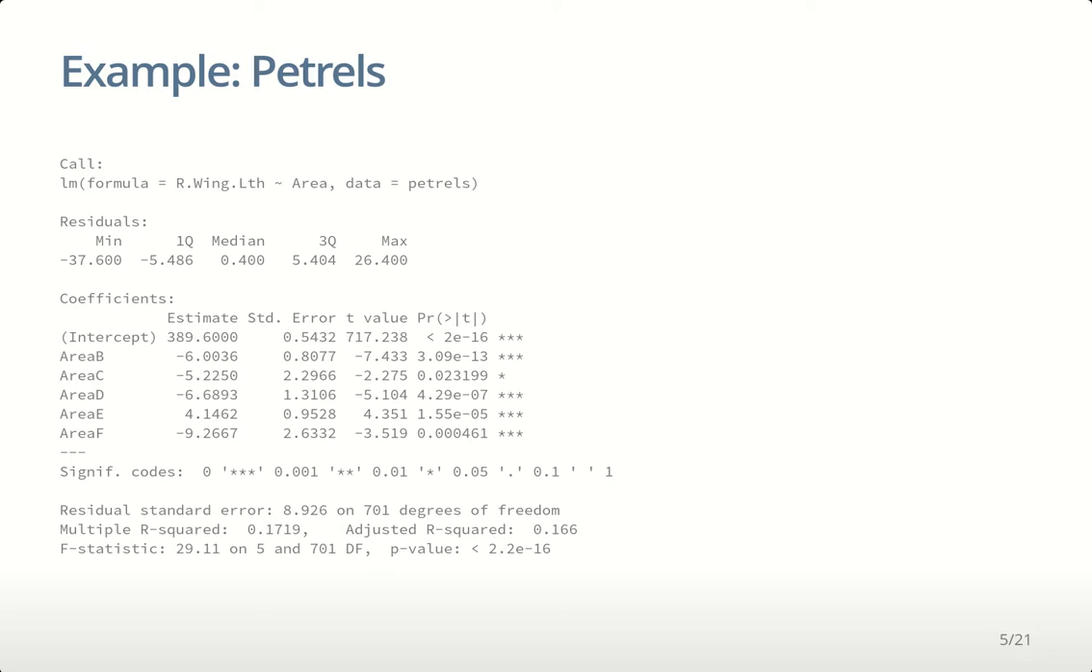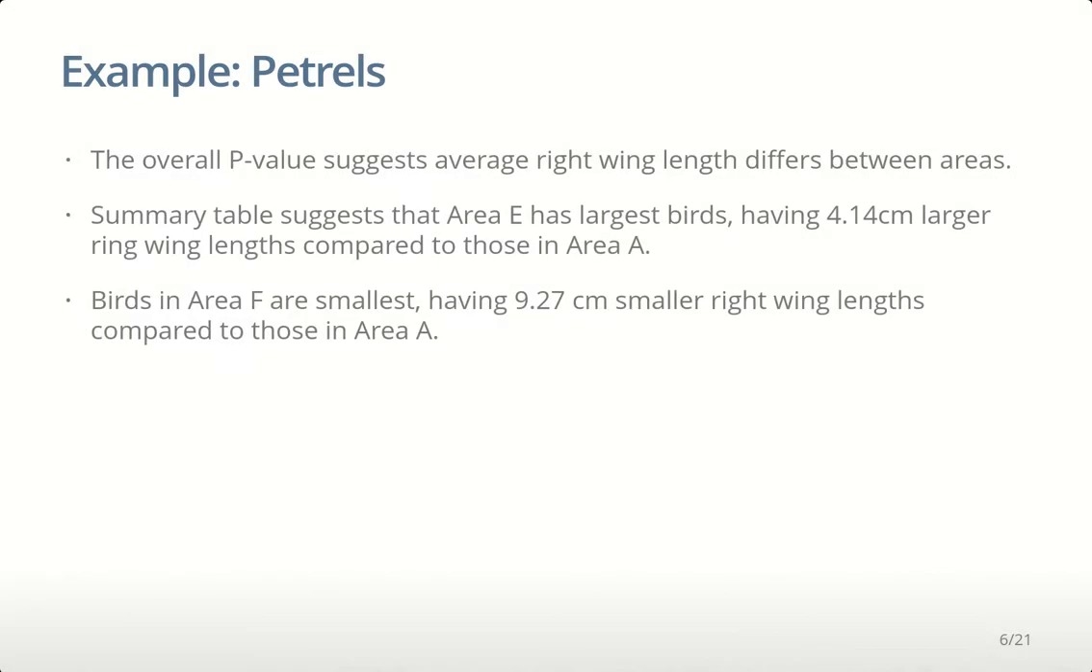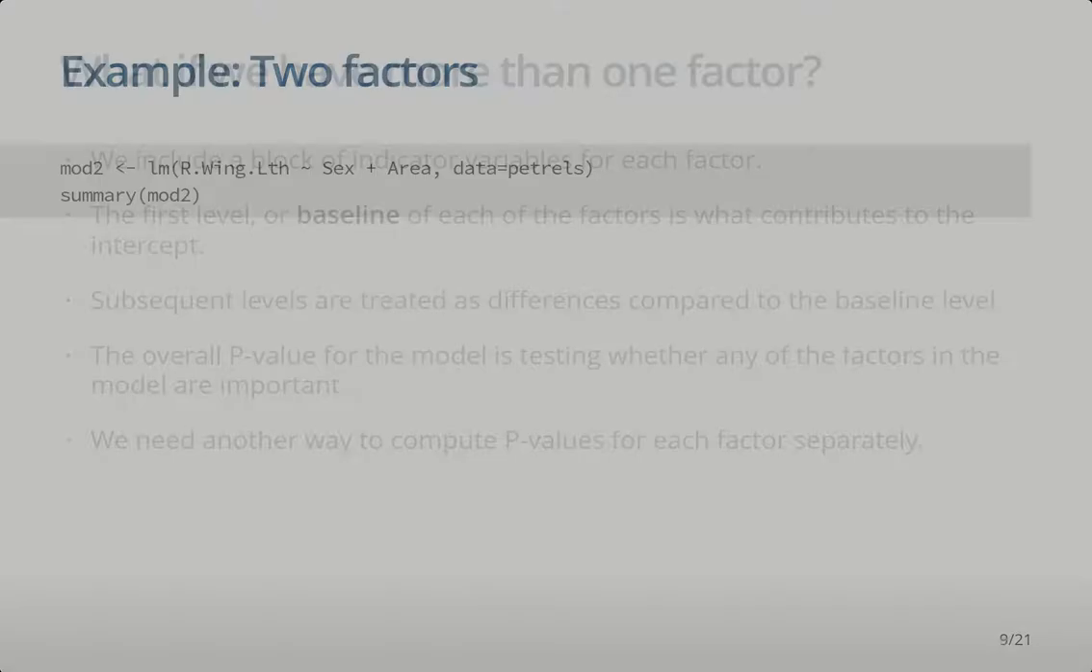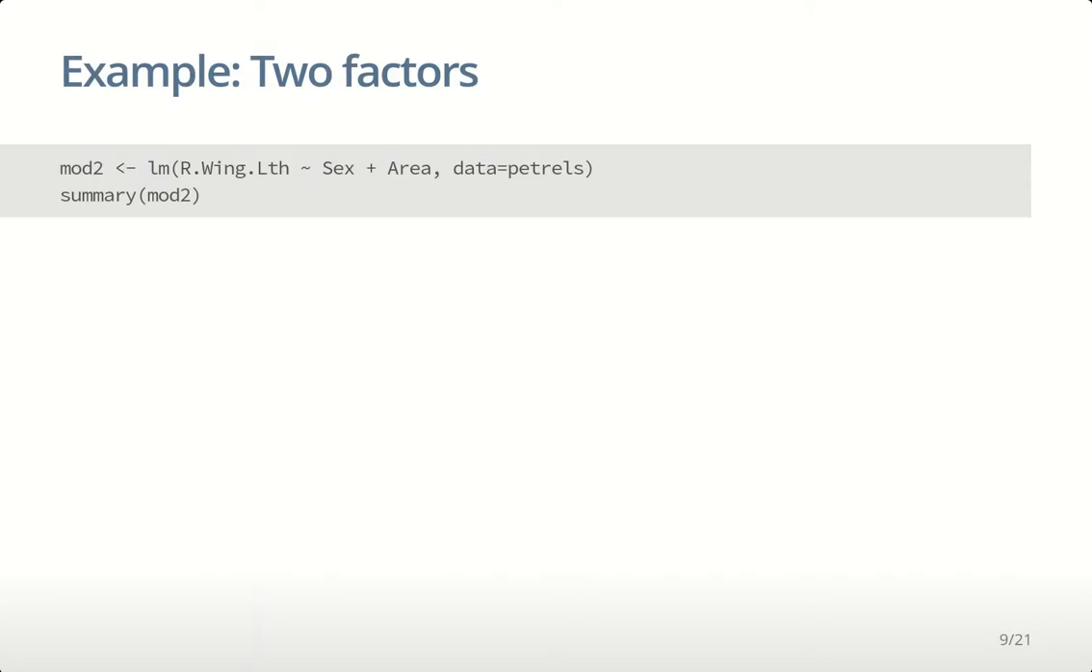So we need another method of generating our p-values, and we do that with what's called the analysis of variance table, which we can generate using the anova function. So here's an example. We're going to put sex and area into our model. And this will allow us to assess whether area makes a difference after accounting for sex.